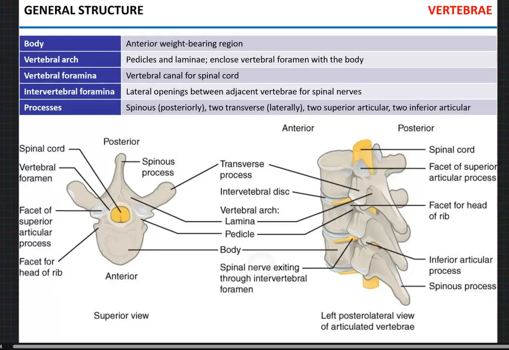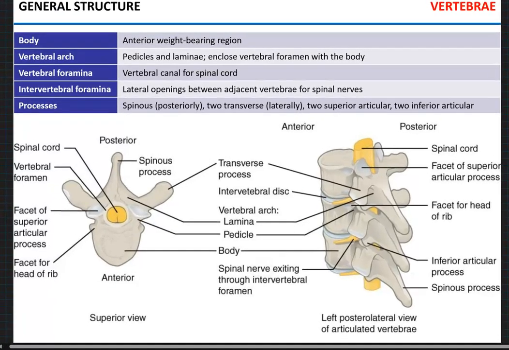Now let's take a look at a generic vertebra. The main part of it is the body, which has weight-bearing functions. Then there is a vertebral arch. The vertebral arch consists of the lamina and the pedicles. The vertebral arch and the body form sort of a central part of a vertebra.